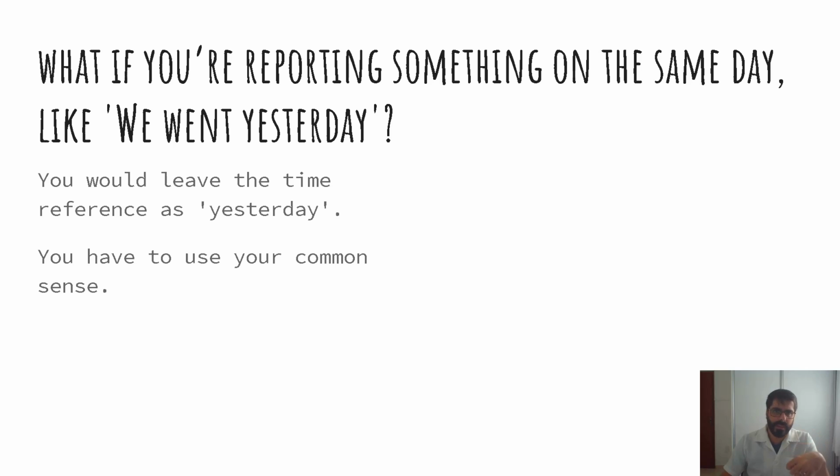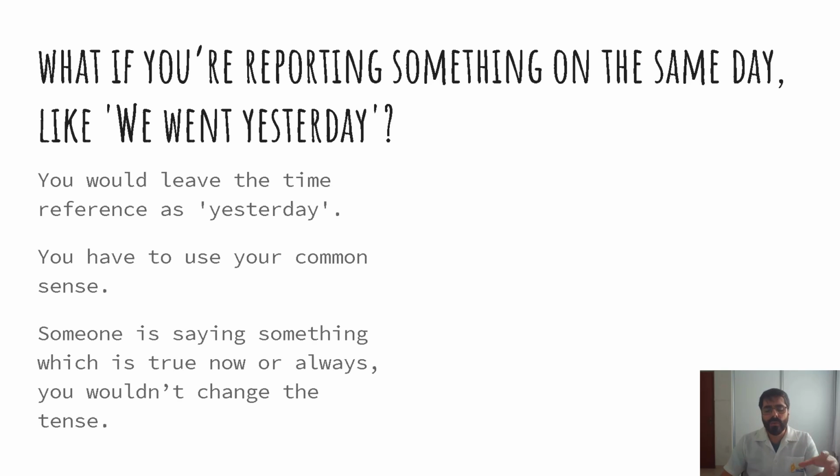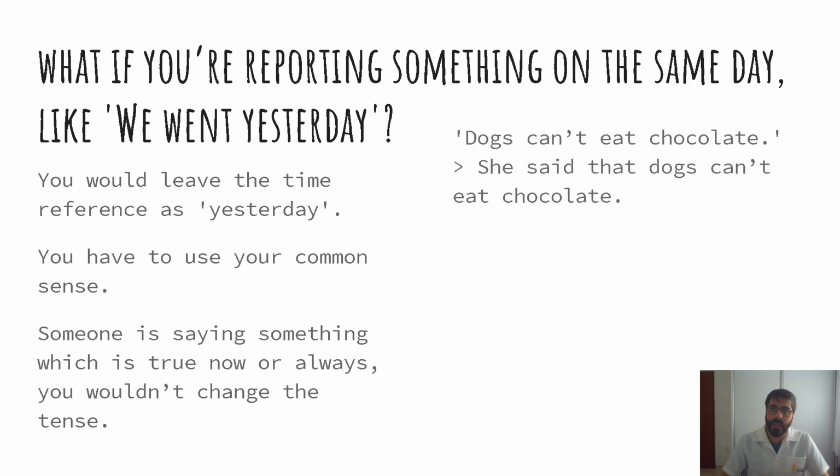Use common sense. For example, if someone is saying something that is true now, always, it's just a general truth, it doesn't change. You don't change the verb tense. For example, dogs can't eat chocolate. My mom said dogs can't eat chocolate. That's forever. Chocolate is poison for dogs. Don't give your dogs chocolate. So she said that dogs can't eat chocolate. They can never eat chocolate. Doesn't matter when she said it, okay?